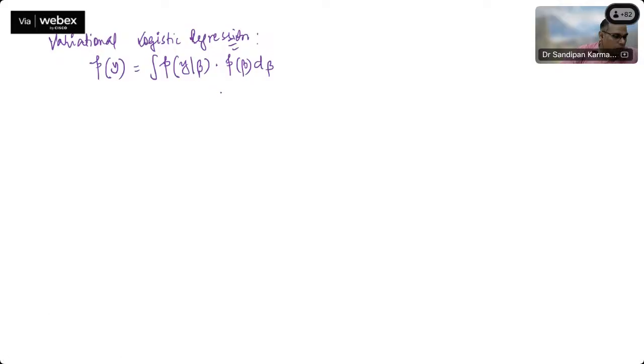Okay, so this is coming as integration of product of i equals 1 to n P of y i given beta. Okay, so this is a product. This is the likelihood basically. Then P of beta, then d beta. Okay, now P of y given beta, what can I write?